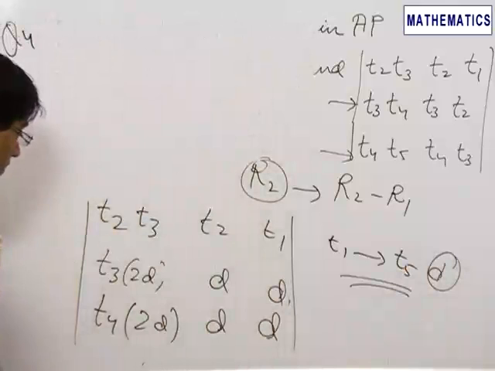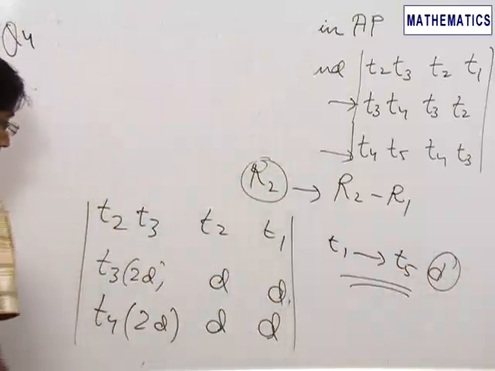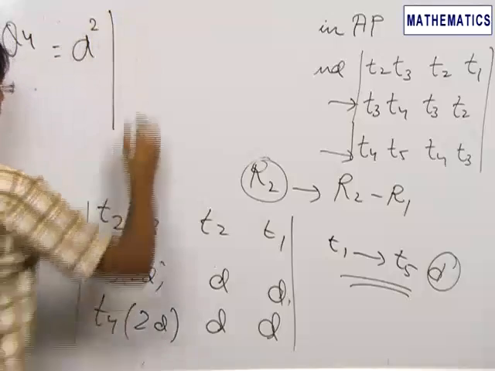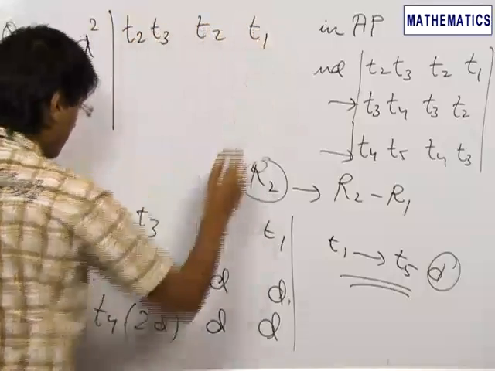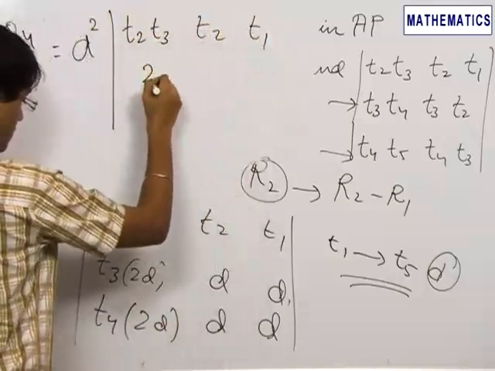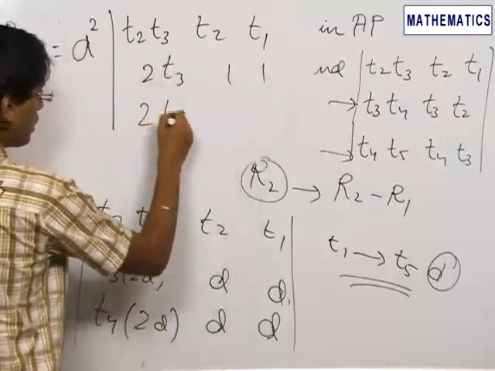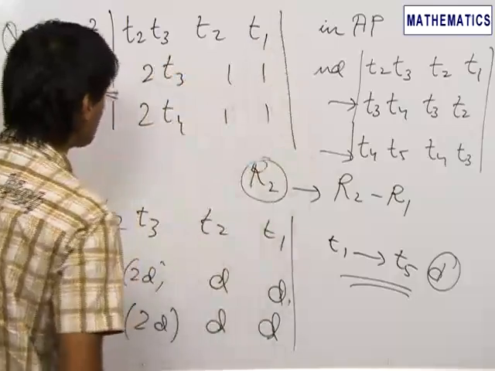Now what we can do is take a D common from this row and a D common from this row to get D square outside, and the determinant can be rewritten as T2, T3, T2, T1, 2 T3, 1, 1, and 2 T4, 1 and 1.